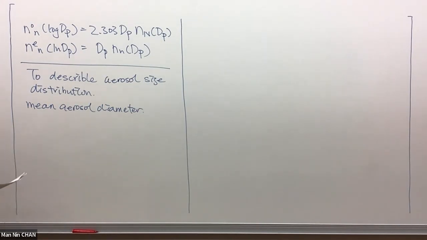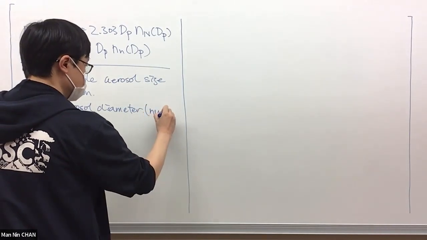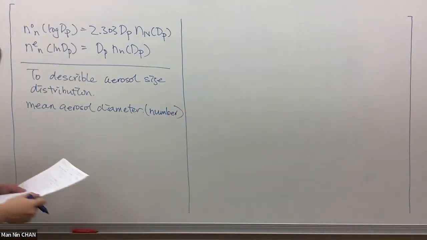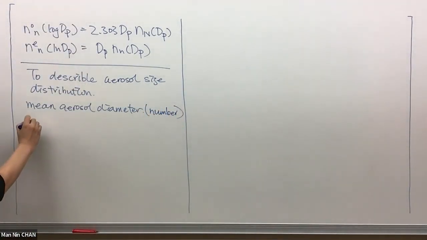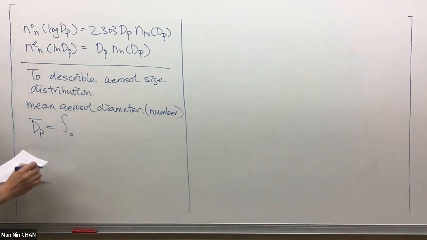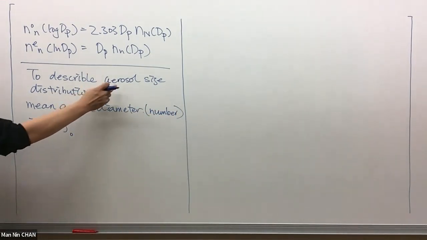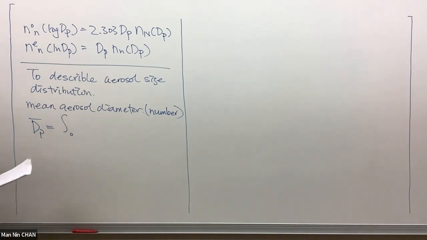So let's say now we focus on the number first. Therefore, when you talk about the mean particle diameter, I'm sure you know how to calculate this. We just present this in a way using your aerosol size distribution function, right?